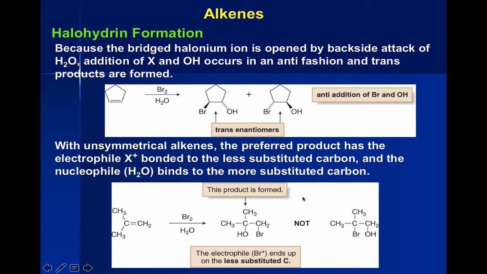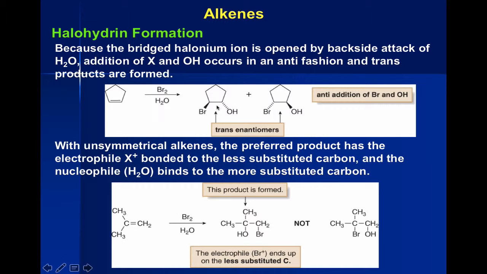Now, these halohydrins are also formed in an anti-fashion. The only way that we can really tell that is if we take a constrained alkene, in this case cyclopentene, react it with bromine and water. And what you'd find, of course, is that the bromine and the OH are anti to one another. And in this case, we get a pair of enantiomers.